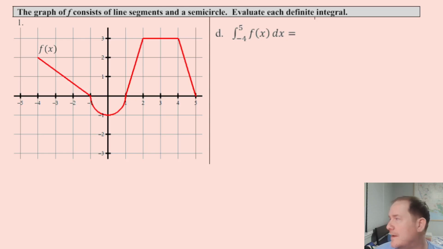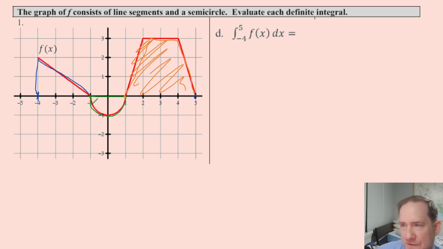For 1d, again, our limits of integration are fine. We're going from -4 to 5. But if I try to run from -4 all the way to 5, I'm seeing 3 pretty distinct intervals. So I think for this problem, I would want to use the adjacent intervals property, because that's going to allow me to break this down into 3 separate chunks. Basically, this total integral is just going to be the sum of the areas of these three pieces.